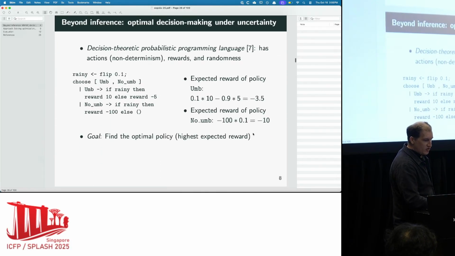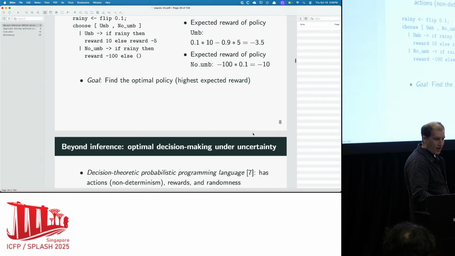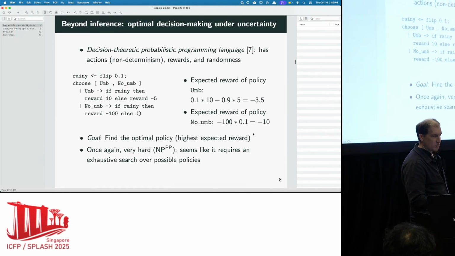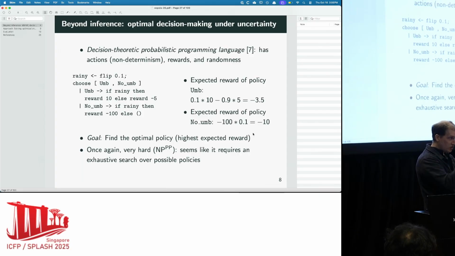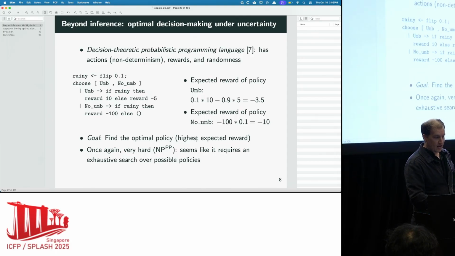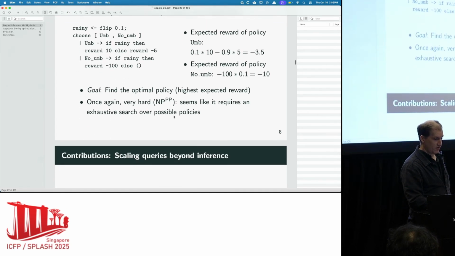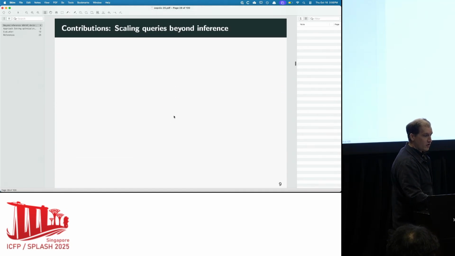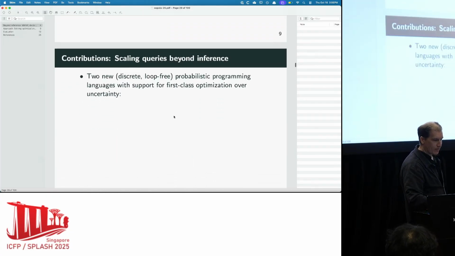Again, we want to find the optimal policy, and it's a similar situation where I have a potentially exponential search over all of the possible actions and policies I might choose, which again is this NP to the PP kind of situation, searching over a space of possible choices. And it is again NP to the PP hard to solve this problem. So what did we do, right? You know the problem now.